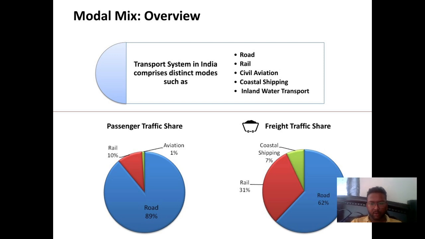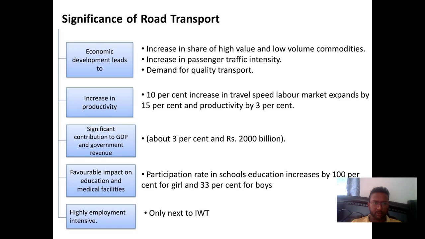Freight traffic share: coastal shipping 7%, rail 31%, and road 62%. Significance of road transport. Economic development leads to an increase in the share of high value and low volume commodities, an increase in passenger traffic intensity, and demands for quality of transport. So this economic development leads to the growth of high value and large volume commodities being generated using efficient road transport systems.